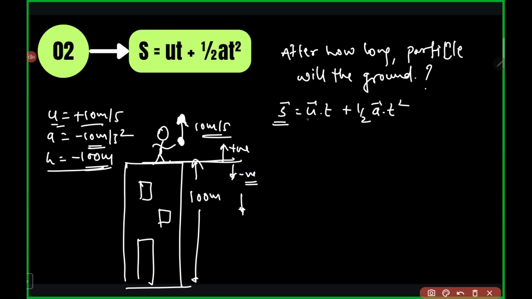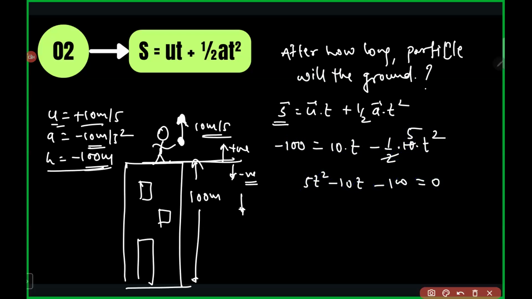Right, so here we apply the equation. You will write here: -100 is equal to u, that is 10, into t minus 1/2 into 10 into t square. So it will be 5. So you will get 5t square minus 10t minus 100 is equal to 0. So you get t square minus 2t minus 20 is equal to 0, we'll divide by 5.